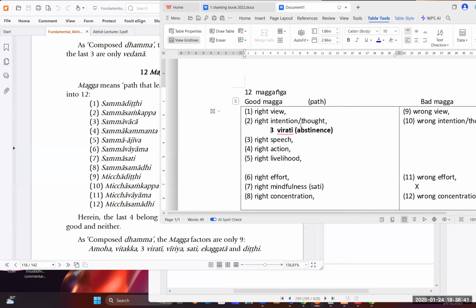Okay. Amoha means non-delusion. So this is similar to Amoha. Non-delusion means right view. Right view means samadhi. Okay. Next one. Which one is vitaka?